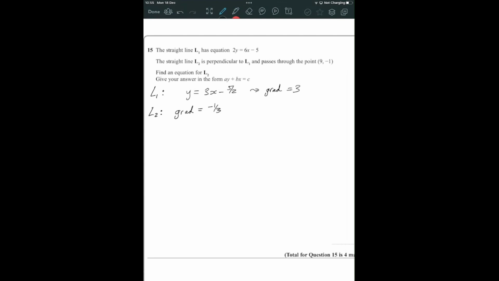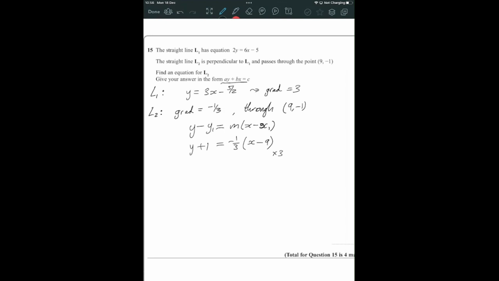The second line then is perpendicular, so it's a gradient of -1 over the other gradient. So I have my gradient of -1/3, and I have a point it goes through. This is perfect for the y minus y1 equals m times x minus x1 form. So y minus -1 equals -1/3 times x minus 9. The question's told us how to write it, which means I have to do some rearranging.